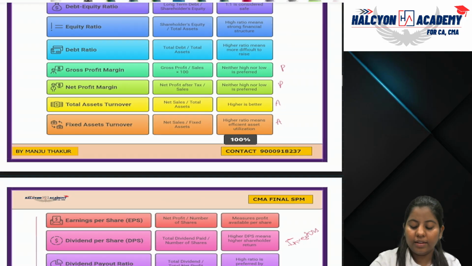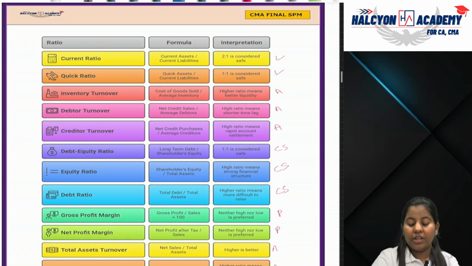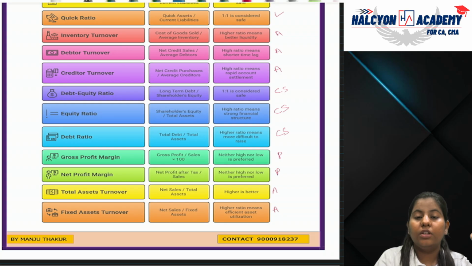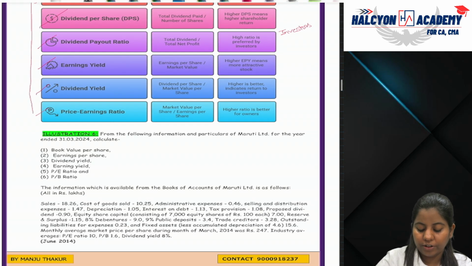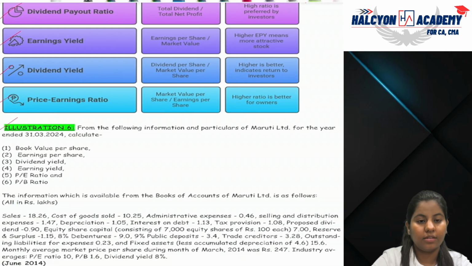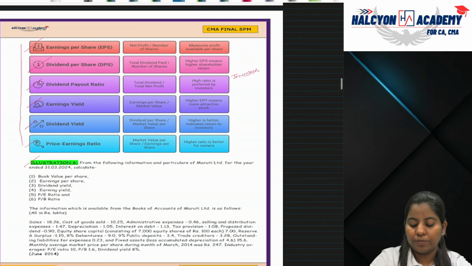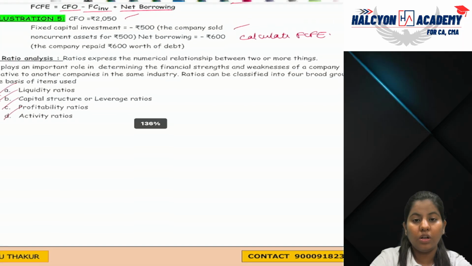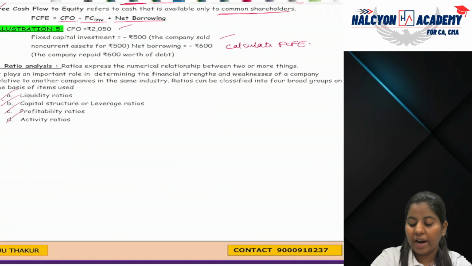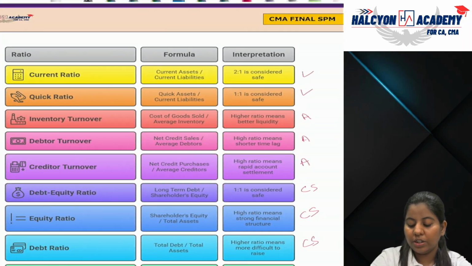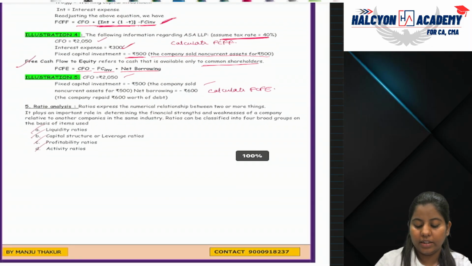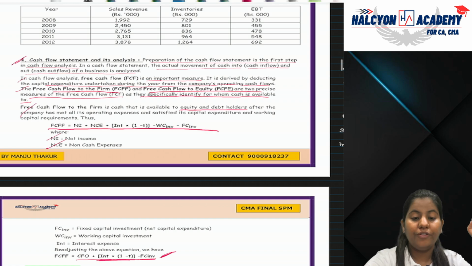So in the next class, one by one I will tell you the meaning of all the ratios along with the formula, and then we have to solve one question, that is illustration number 6. We will solve it also. So I hope it is clear. The four categories are clear to you all, and we have also identified which ratio comes under what category. So we will meet in our next lecture. Until then, bye.